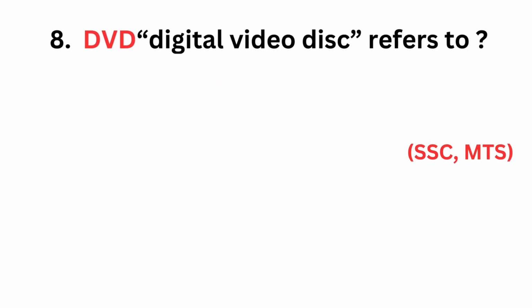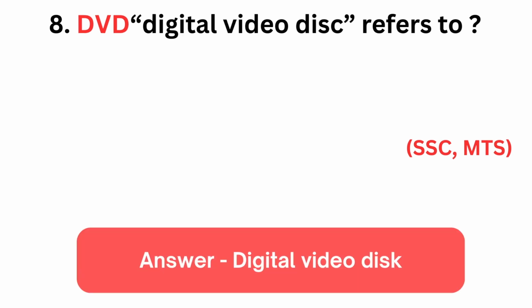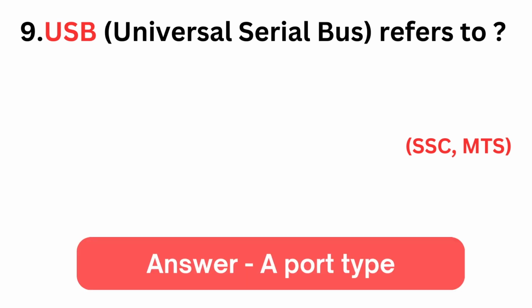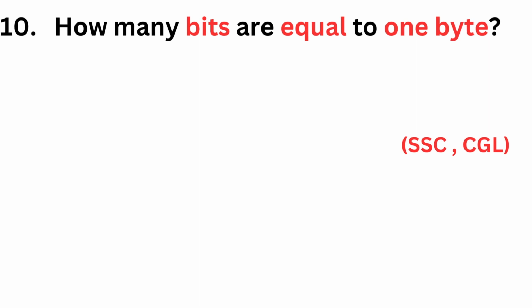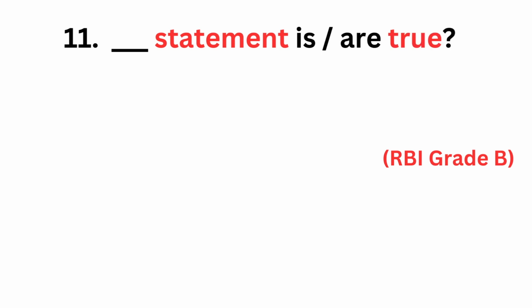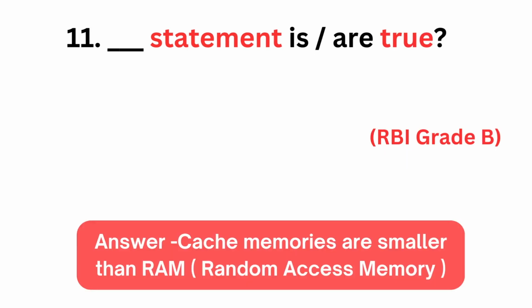DVD, digital video disc, refers to digital video disc. USB, universal serial bus, refers to a port type. How many bits are equal to 1 byte? 8 bits. Which statement is true? Cache memories are smaller than RAM, random access memory.